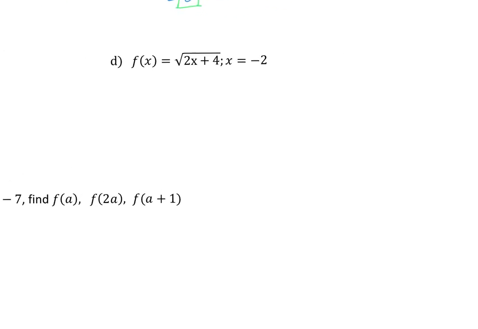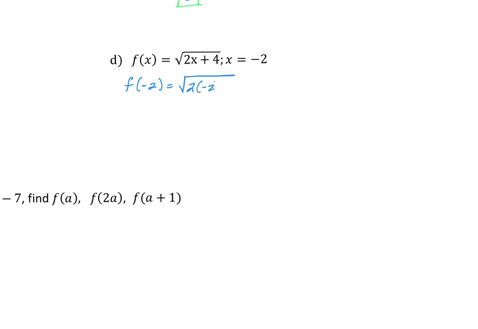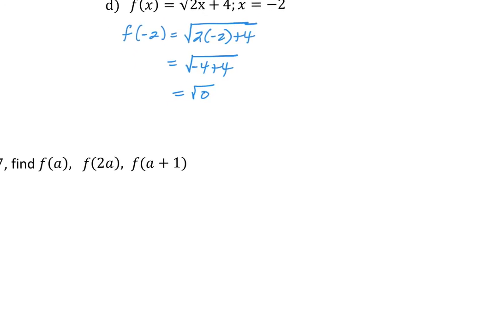Same function, but this time we're putting in -2. F of -2 is equal to the square root of 2 times -2 plus 4. So that's going to be the square root of -4 plus 4, square root of 0. So just remember, the square root of 0 is not simplified. Square root of 0 is 0. So f of -2 is 0.